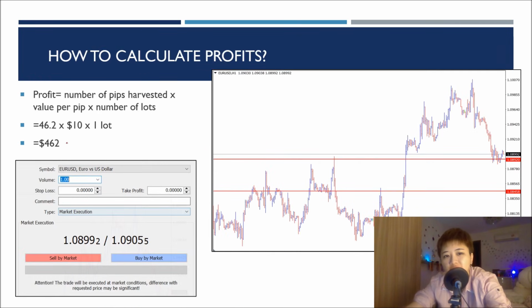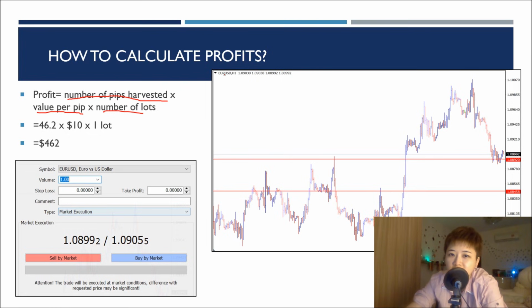So basically, how do you calculate your profits? This is really important. Of course, the platform is going to calculate for you, but before you get into the trade, you need to have an idea: if this trade works out, how much money am I going to make? In summary, the formula is like this: number of pips harvested times value per pip times number of lots.